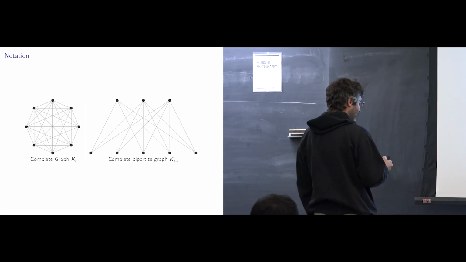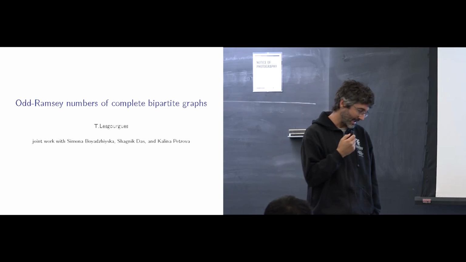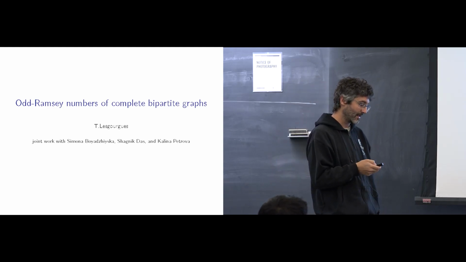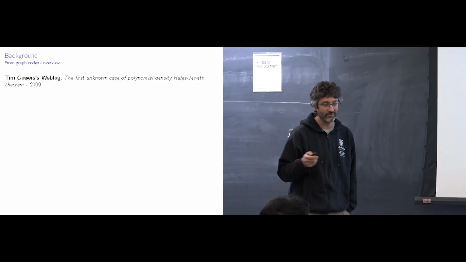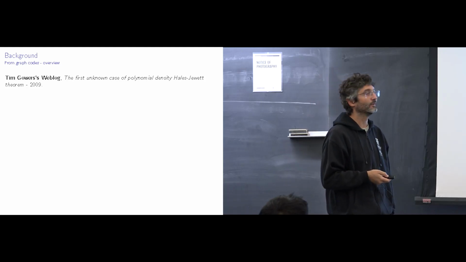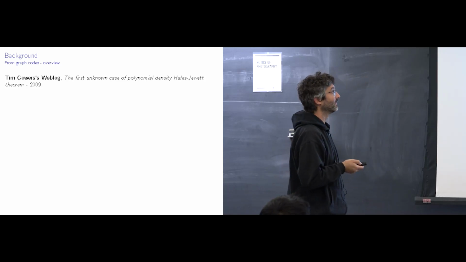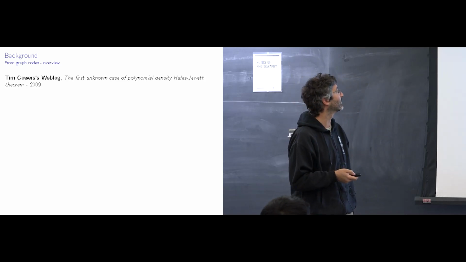As I said, I want to talk about a topic in Ramsey theory called odd-Ramsey numbers. Before I dive in, I just want to give you a bit of background, because otherwise, if I just give you a definition of some Ramsey numbers, some weird stuff, you're going to ask why we care. It's a bit weird, like often what we do in combinatorics. It seems weird without backup.